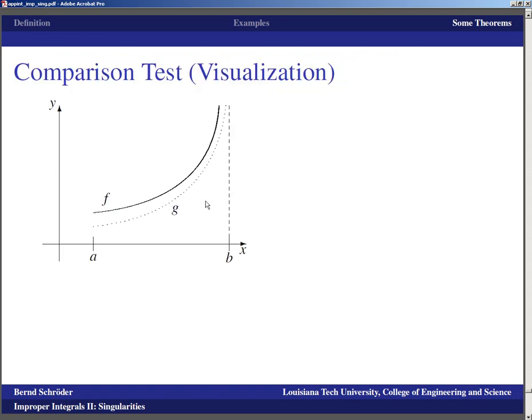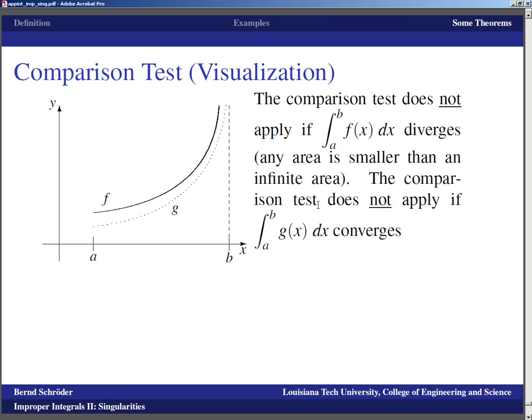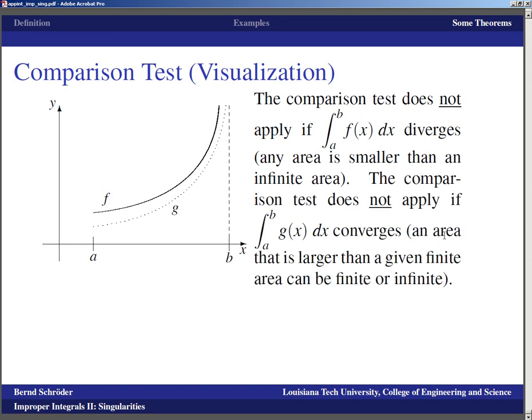And if we want to revisualize that, here's the picture. The comparison test will not apply if the larger area is infinite, because if the improper integral of f diverges, well, then I know that this big area is infinite, but the area under g is smaller, and something that is smaller than infinity, or smaller or equal than infinity, could be infinite or finite. Any area is smaller than an infinite area. And the comparison test does not apply if the integral of g converges, because if the smaller area is finite, well, an area that is larger than a given finite area can be finite or infinite.